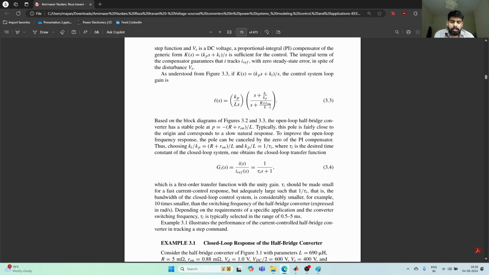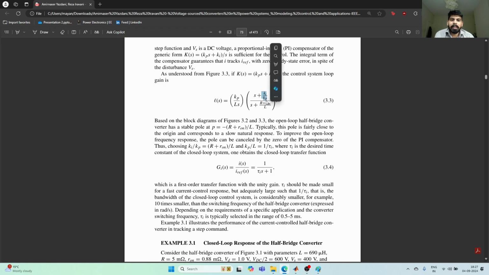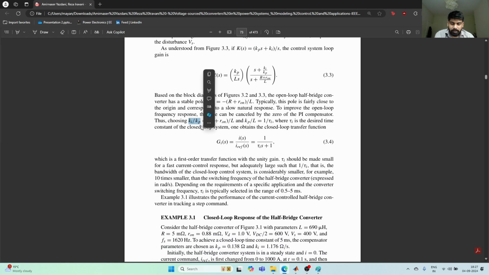So just to cancel it out, what they choose is the Ki by Kp value such that it equals your pole value. So that's what they have written here. They will choose Ki by Kp as (R plus R1) by L, so that the pole and zero get cancelled. And what you'll have now is the desired time constant, which will depend on the Kp by L. And that's how you can get your Ki and Kp values. You just need to choose a desired time constant of your closed loop system.